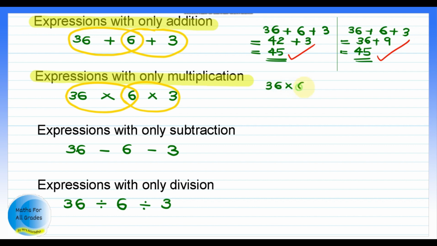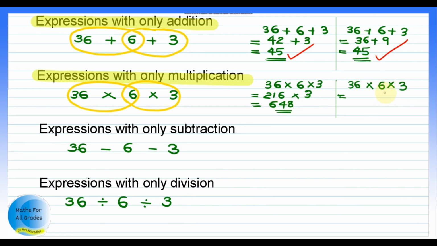Now let's do this question. 36 times 6 times 3. 36 times 6 equals 216. 216 times 3 equals 648. Here I'll start with 6 times 3. 6 times 3 equals 18. 18 times 36 equals 648. And these both ways are correct.